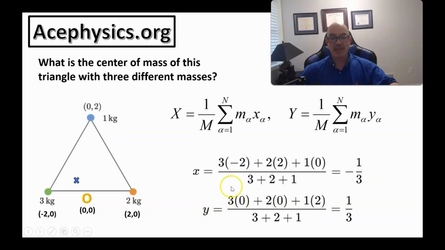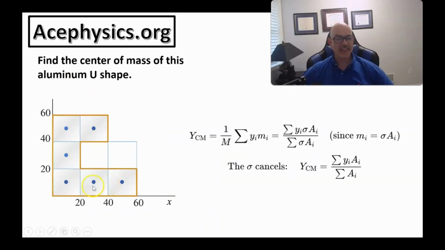Mass 1 times its y position, plus mass 2 times its y position, plus mass 3 times its y position of 2, divided by the total mass, and that gives you 1/3. This x is the location of the center of mass of this triangle. Problem number 3 asks us to find the center of mass of this aluminum object shaped like a U.